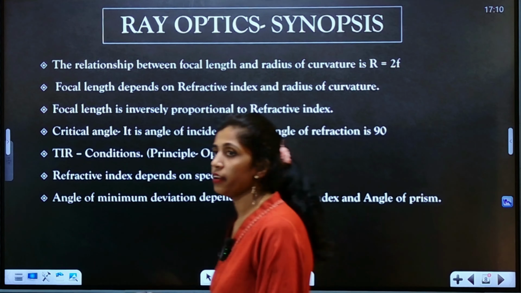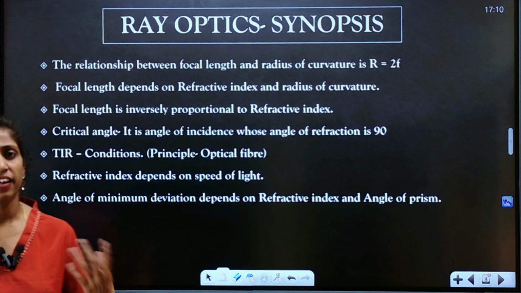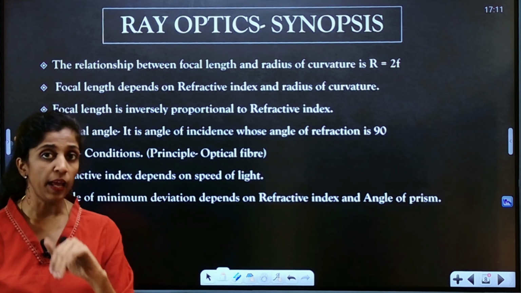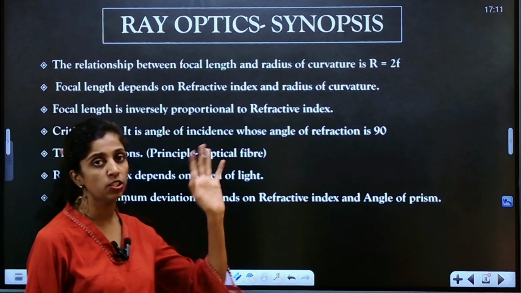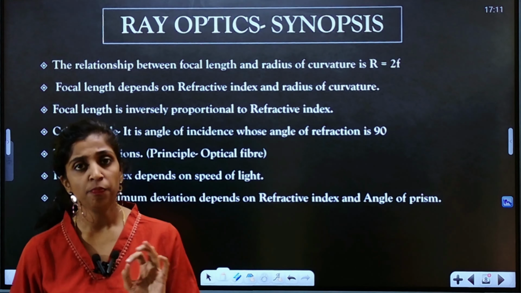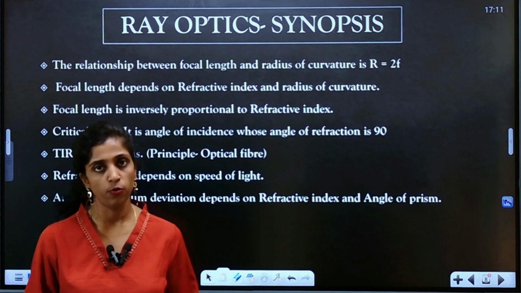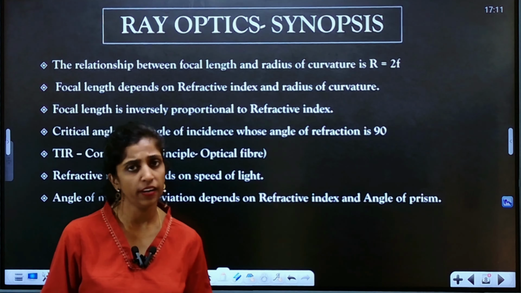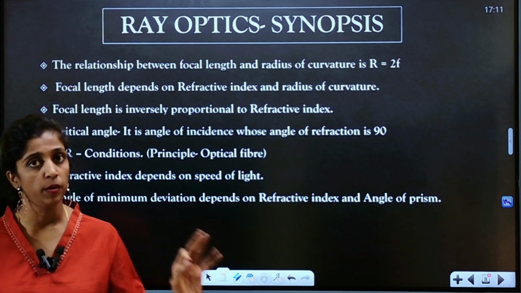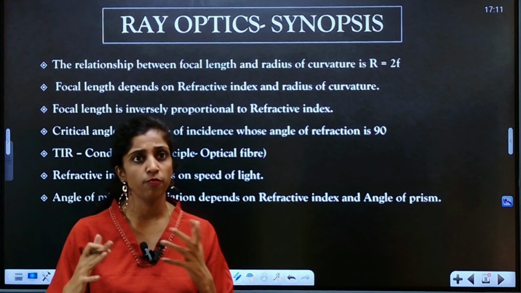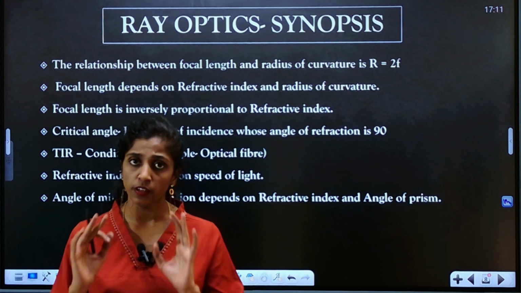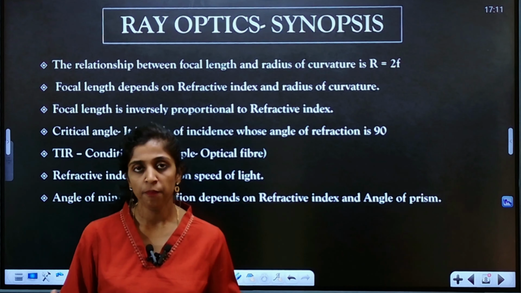Okay, next, moving to ray optics. Of course, here many derivations are there, and most expected derivations are there. But in MCQs you should know the relationship between focal length and radius of curvature. You have already learned this in your grade 10. Radius is 2 times the focal length, or focal length is half of the radius of curvature. This formula is applicable only for mirrors, whether concave or convex. Many of them have the confusion whether it is applicable for lens. No, it is applicable only for mirrors.